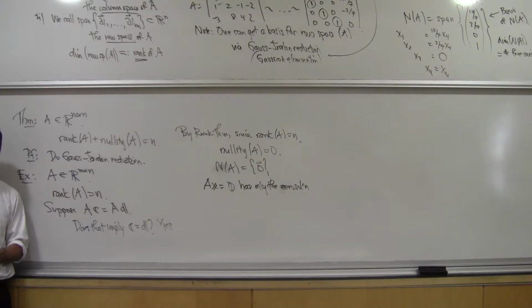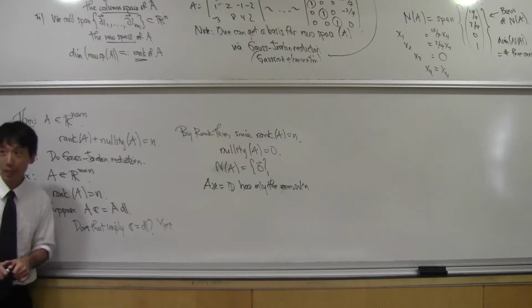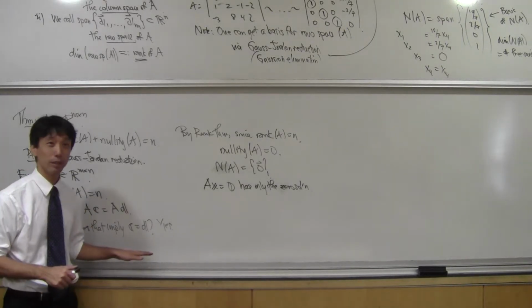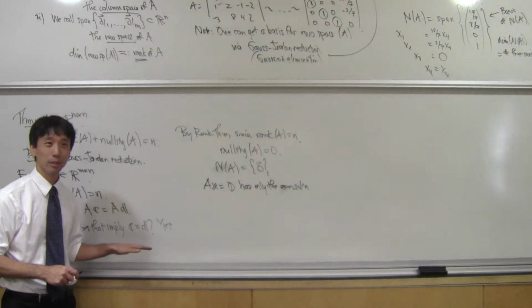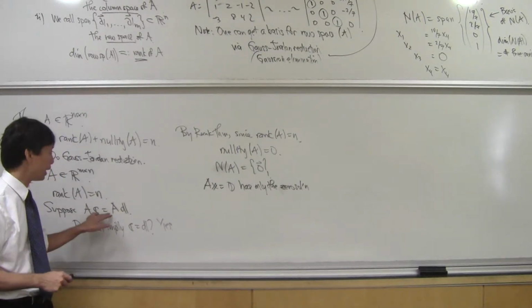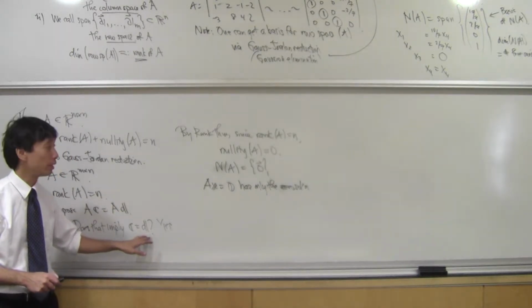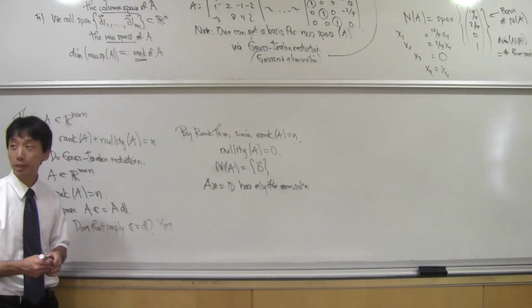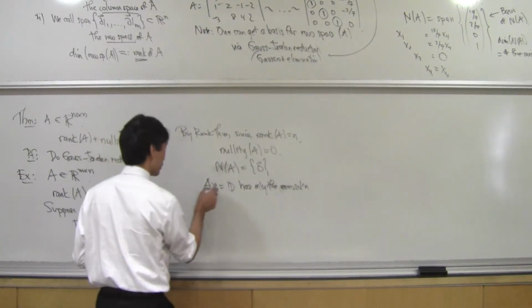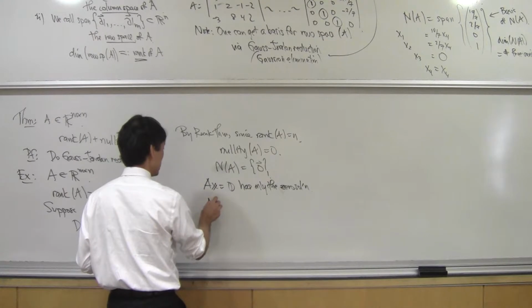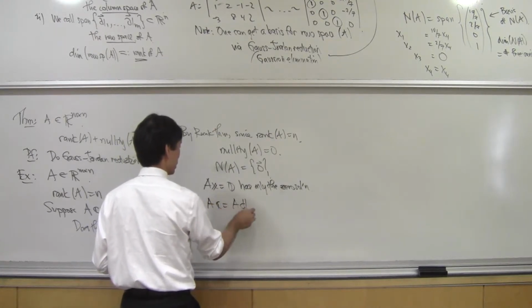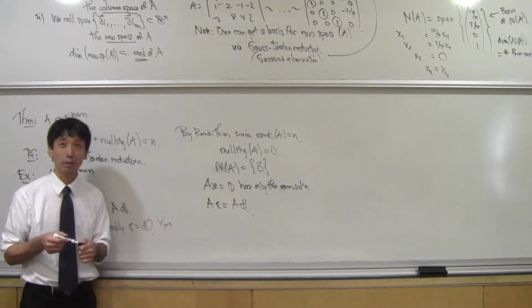Okay. If you don't have a square matrix, can anyone see that you can still cancel out, you can still get rid of the A, and C will be equal to D? Anyone see how it happens? AC equals AD.